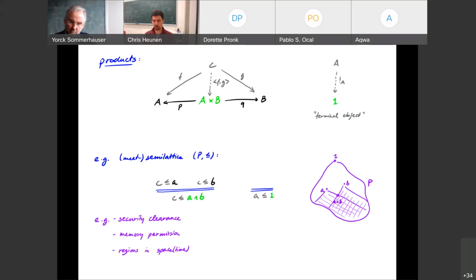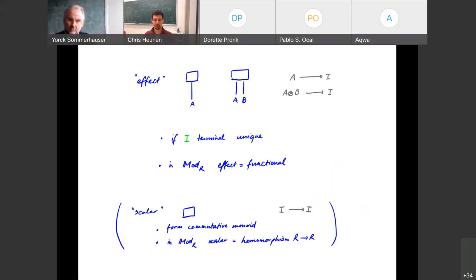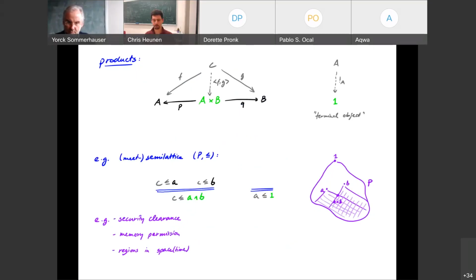Right, so that's about semi-lattices. Sorry, can I ask a question? Of course, go ahead. So in the example of regions in space-time, can you have a weird space-time where you have more than one meet?